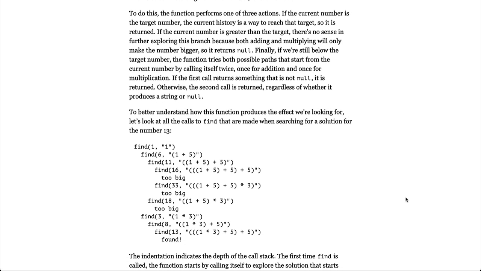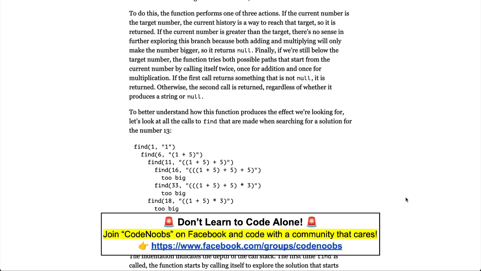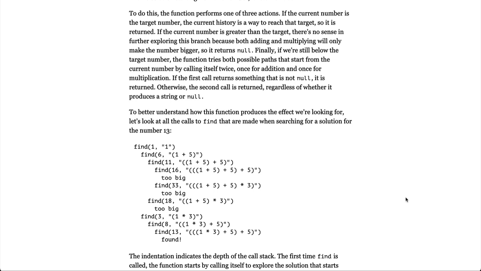To do this, the function performs one of three actions. If the current number is the target number, the current history is a way to reach that target, so it is returned. If the current number is greater than the target, there's no sense in further exploring this branch because both adding and multiplying will only make the number bigger, so it returns null. Finally, if we're still below the target number, the function tries both possible paths that start from the current number by calling itself twice, once for addition and once for multiplication. If the first call returns something that's not null, it is returned. Otherwise, the second call is returned, regardless of whether it produces a string or null.